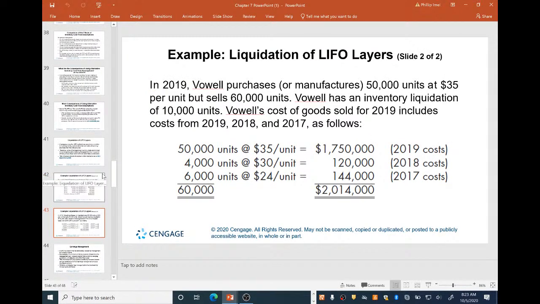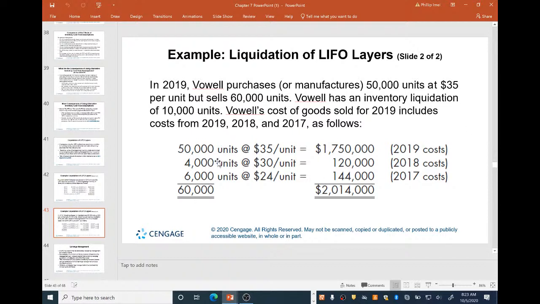Okay, so in 2019, Val purchases or manufactures 50,000 units at $35 per unit, but sells 60,000 units. So we can see the difference between the amount that we manufactured and the amount we sold. We're going to have to dip back into an older period to get those other 10,000 units. Val has an inventory liquidation of 10,000 units. Val's cost of goods sold for 2019 includes costs from 2019, 2018, and 2017 as follows.